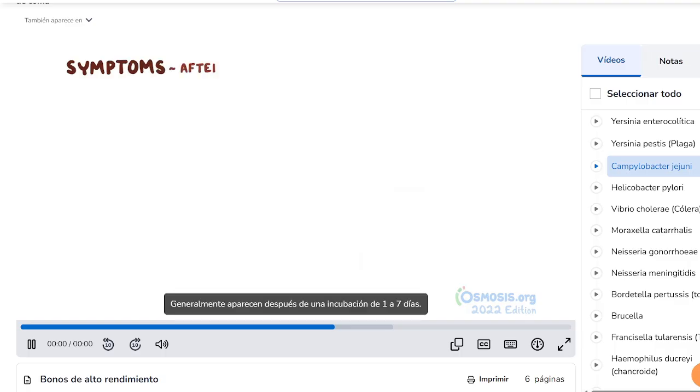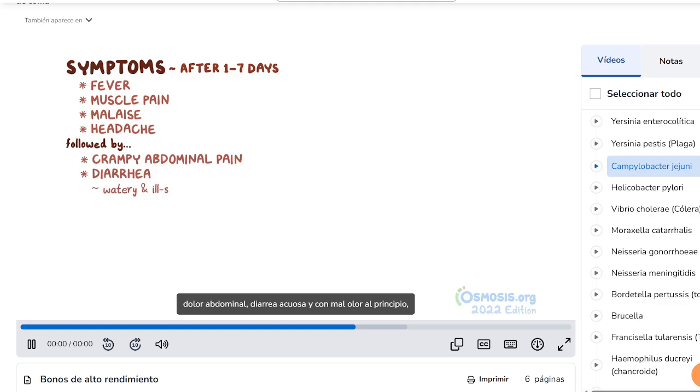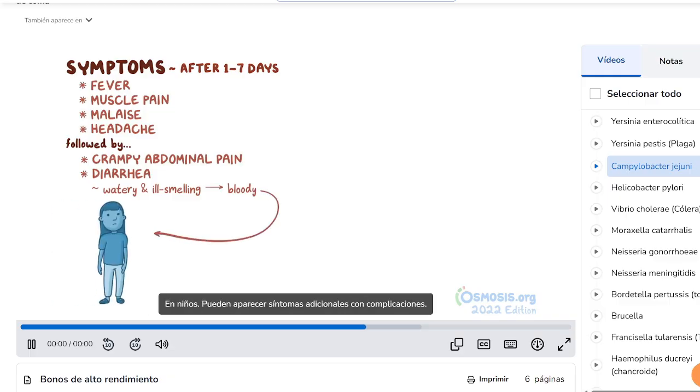Symptoms usually show up after a 1 to 7 day incubation period. Typically, people have symptoms like fever, muscle pain, malaise, and headache, which are followed by crampy abdominal pain and diarrhea that is watery and ill-smelling at first and then turns bloody. Bloody diarrhea is more commonly seen in children. Additional symptoms may appear with complications.